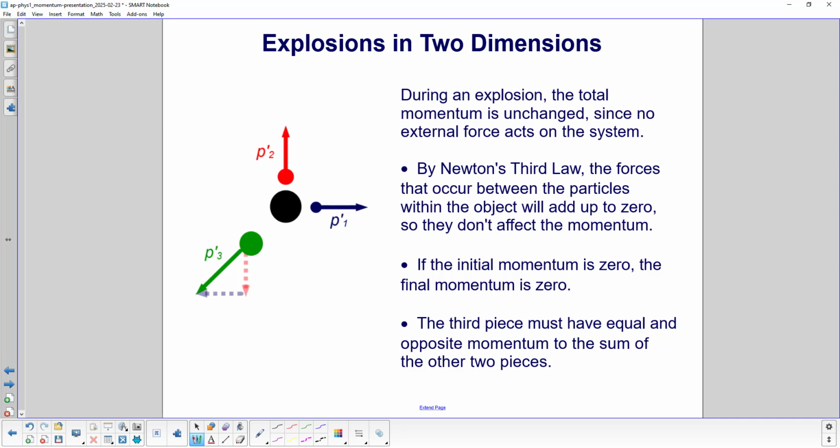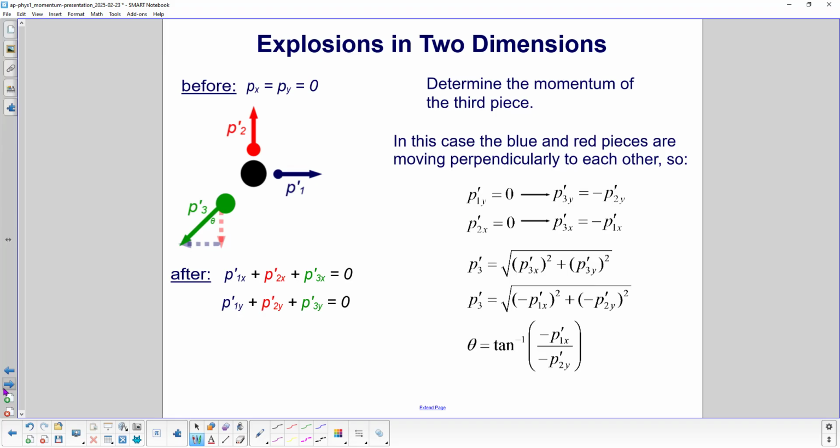During an explosion, the total momentum is unchanged since no external force acts on the system. By Newton's third law, the forces that occur between the particles within the object will add up to 0, so they don't affect the momentum. If the initial momentum is 0, the final momentum is 0. So the third piece, right here, must have equal and opposite momentum to the sum of the other two pieces. Determine the momentum of the third piece.